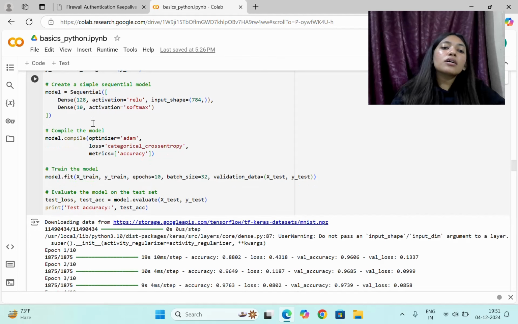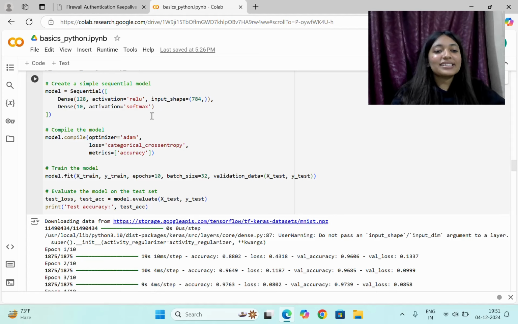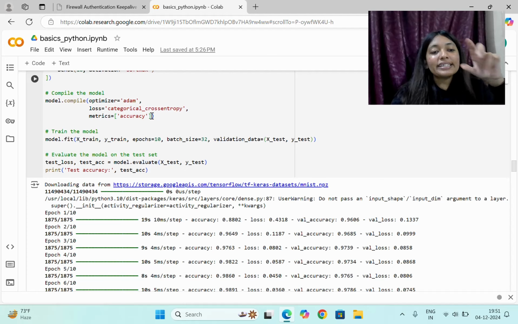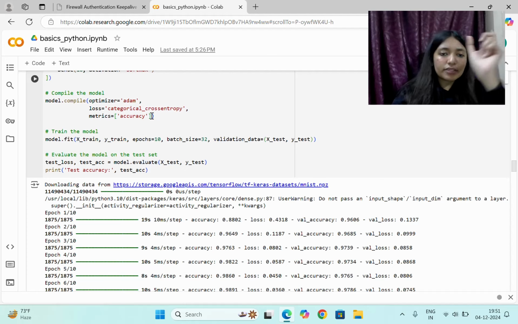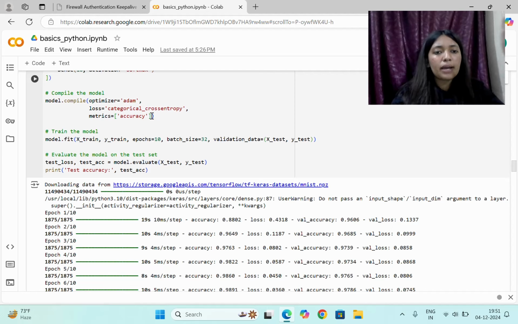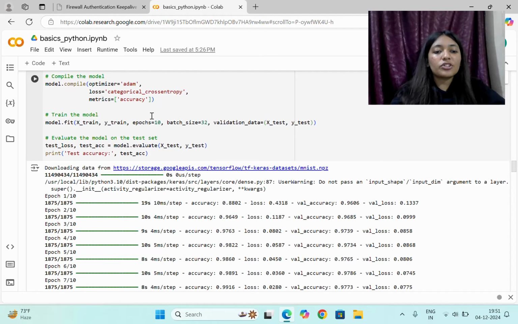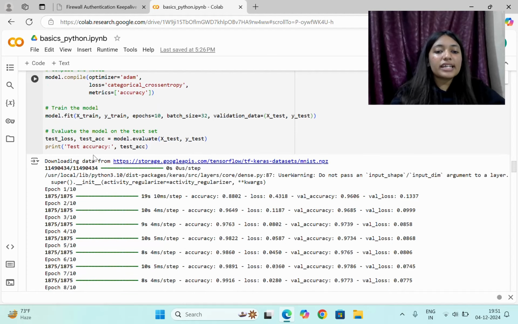Now create a simple sequential model: Sequential, Dense 128 with activation ReLU and input shape, and Dense with activation softmax. Now we are going to compile the model with the compile function: optimizer Adam, loss categorical cross entropy, and metrics accuracy. Now we have to fit the model to train it, and then evaluate it with the evaluate function. Now we can test it with the help of test accuracy.